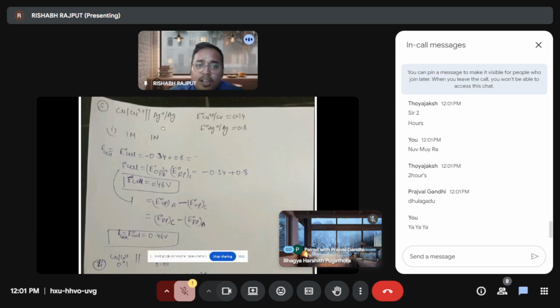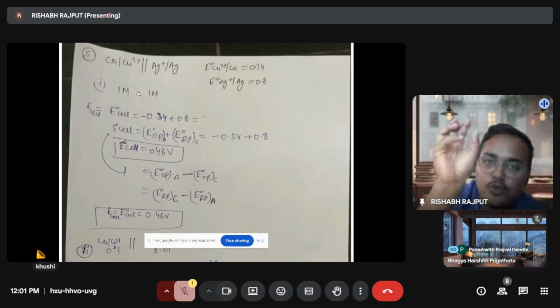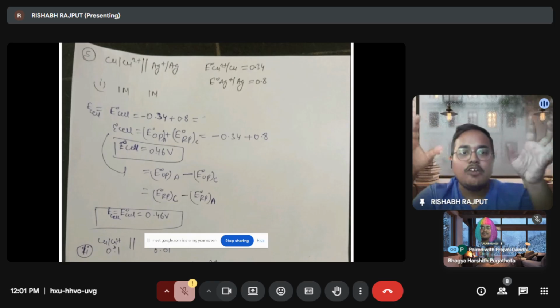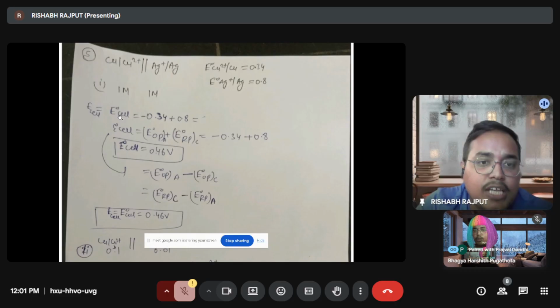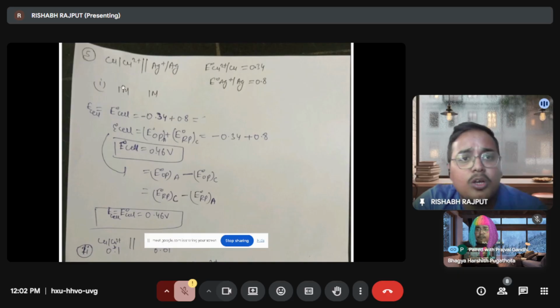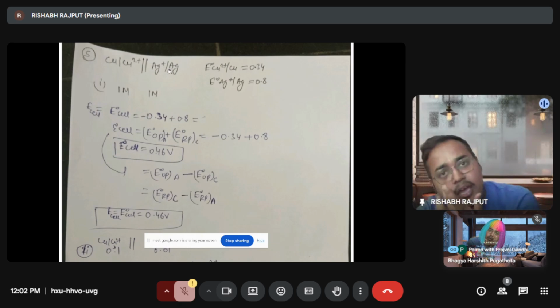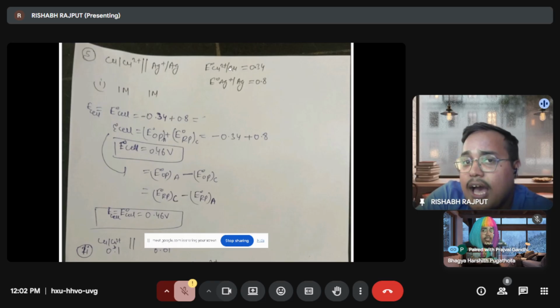For a full cell, first you have to find E naught cell. Why? Because now you have two half cells, so first find E naught cell, then go to the formula. We know E naught cell is E naught OP plus E naught RP. Copper slash copper 2 positive is oxidation here, and Ag plus slash Ag is reduction. Copper 2 positive slash copper is 0.34 and Ag plus Ag is 0.8. But this is an RP value.